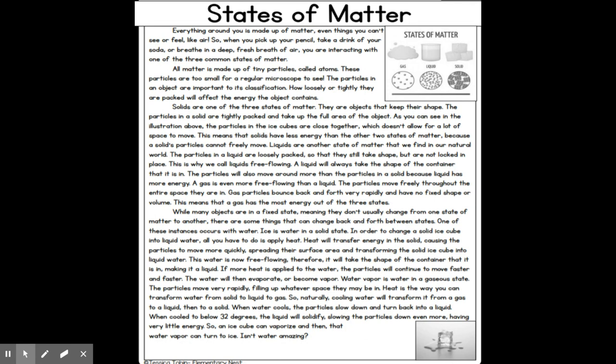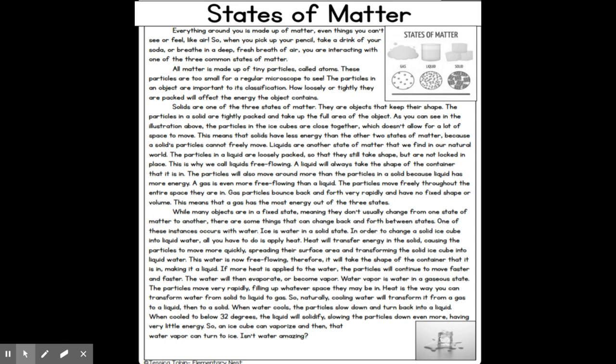A gas is even more free flowing than a liquid. The particles move freely throughout the entire space they are in. Gas particles bounce back and forth very rapidly and have no fixed shape or volume. This means that a gas has the most energy out of the three states.